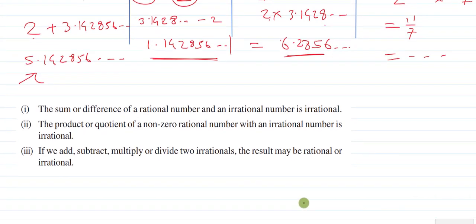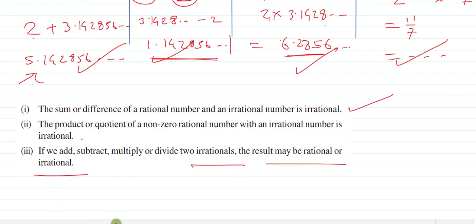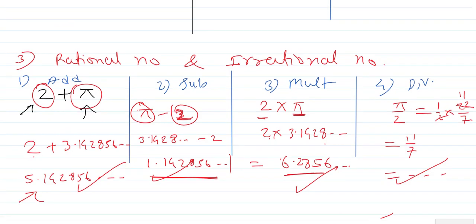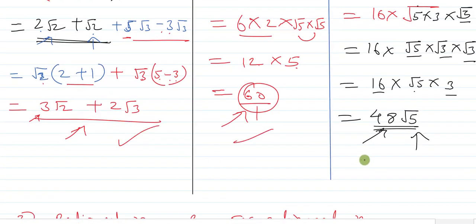Getting it? So, the conclusion we can see here, the sum and or the difference of a rational number and an irrational number will be an irrational number. This we have seen in these two examples. The product or the quotient of a non-zero rational number with an irrational number is an irrational number. This we have seen, product and quotient, right? If we add, subtract, multiply or divide two irrational numbers, the result may or may not be an irrational number, that we have seen in this one, right?